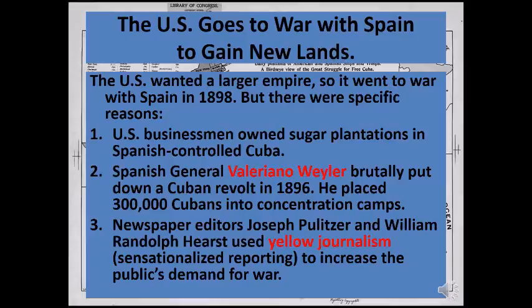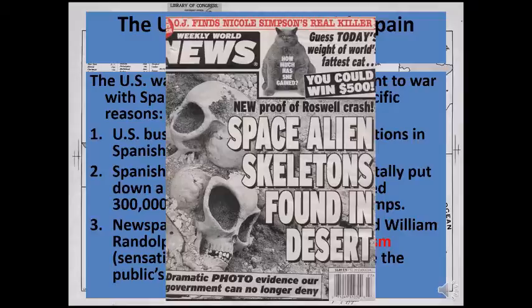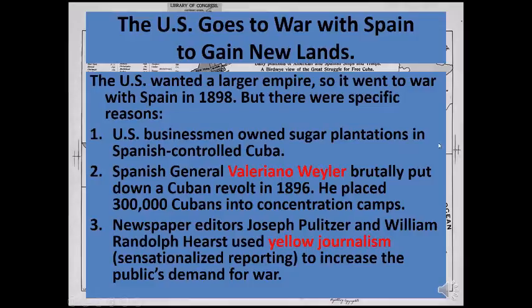And we see this today. You see this on the internet a lot with the different videos on YouTube and such. But then you also see that in the checkout line at grocery stores, like Weekly World News: space alien skeletons found in desert, new proof of Roswell crash, OJ finds Nicole Simpson's real killer. All of this stuff is sensationalized and designed to make you buy newspapers, whether it's true or not. And that's what William Randolph Hearst and Joseph Pulitzer did. They wanted people to buy their newspapers.